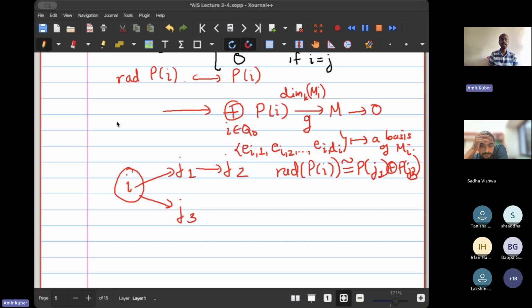Okay. So what did we do in this case? Recall this particular example. We had arrows alpha 1 and alpha 3. We basically took all those arrows which had source as I. We took their targets and we took the sum of all those projective modules corresponding to the targets. So we have to take the direct sum of the projective modules corresponding to the targets, but how many times?